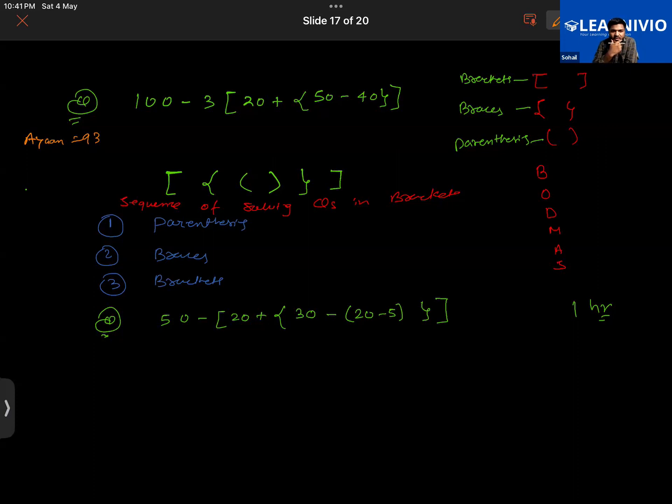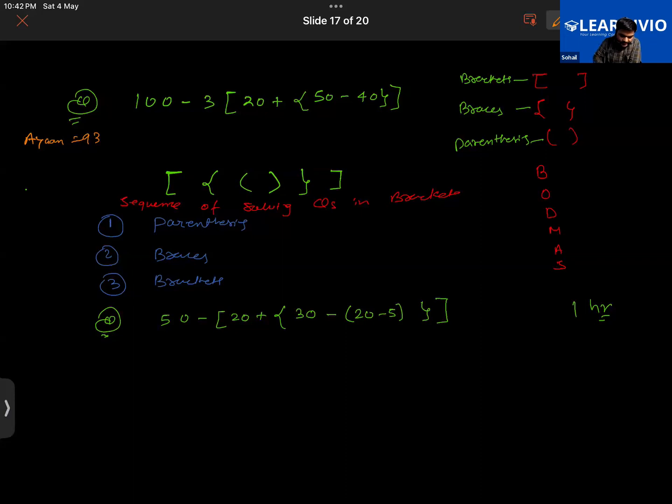Ayan, the answer which you have provided, I am afraid that it is wrong. The answer will not be 93. Sir, can you just explain how to do this question? Yeah, sure, the same question.